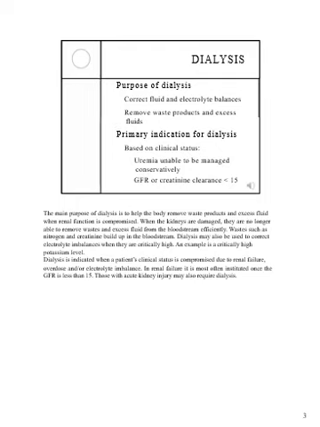Wastes such as nitrogen and creatinine build up in the bloodstream. Dialysis may also be used to correct electrolyte imbalances when they are critically high. An example is a critically high potassium level.